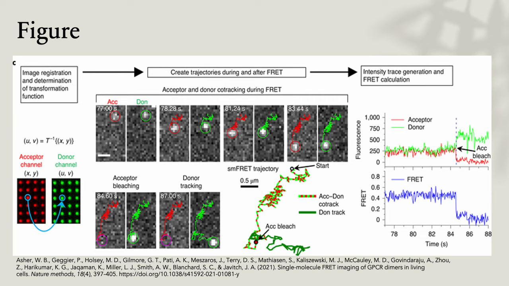So for this, we're going to be looking at our article called Single Molecule FRET Imaging of GPCR Dimers in Living Cells. For this article, they use SM-FRET, which is also referred to as single pair FRET. It's a robust tool for reporting distances less than 10 nanometers between fluorescent probes. The approach has the molecular scale resolution needed to directly measure GPCR complexation.